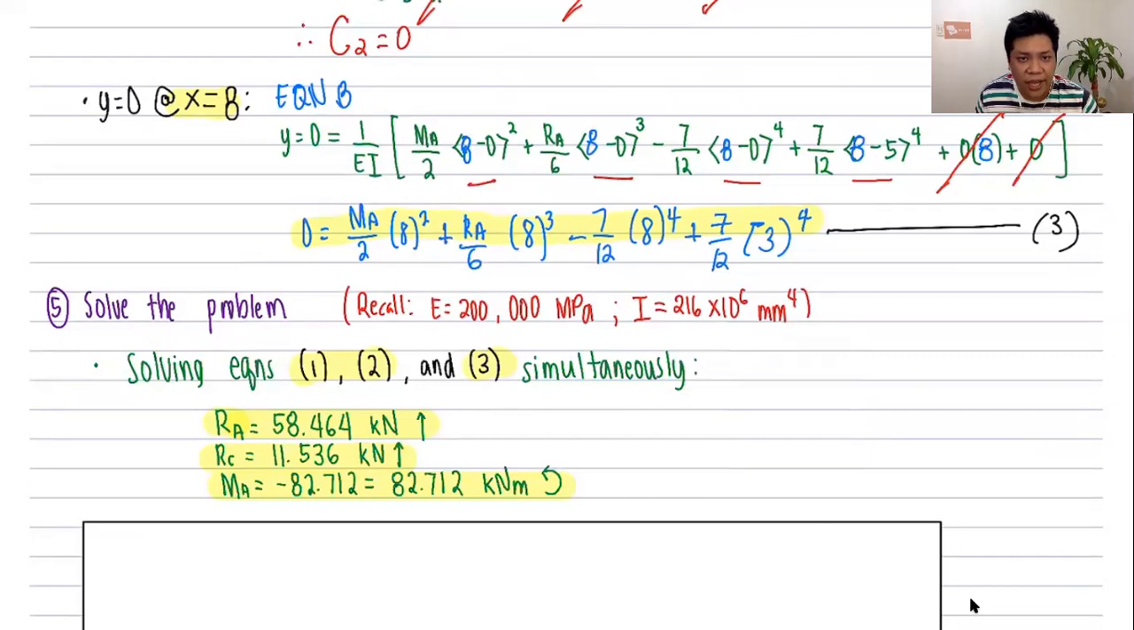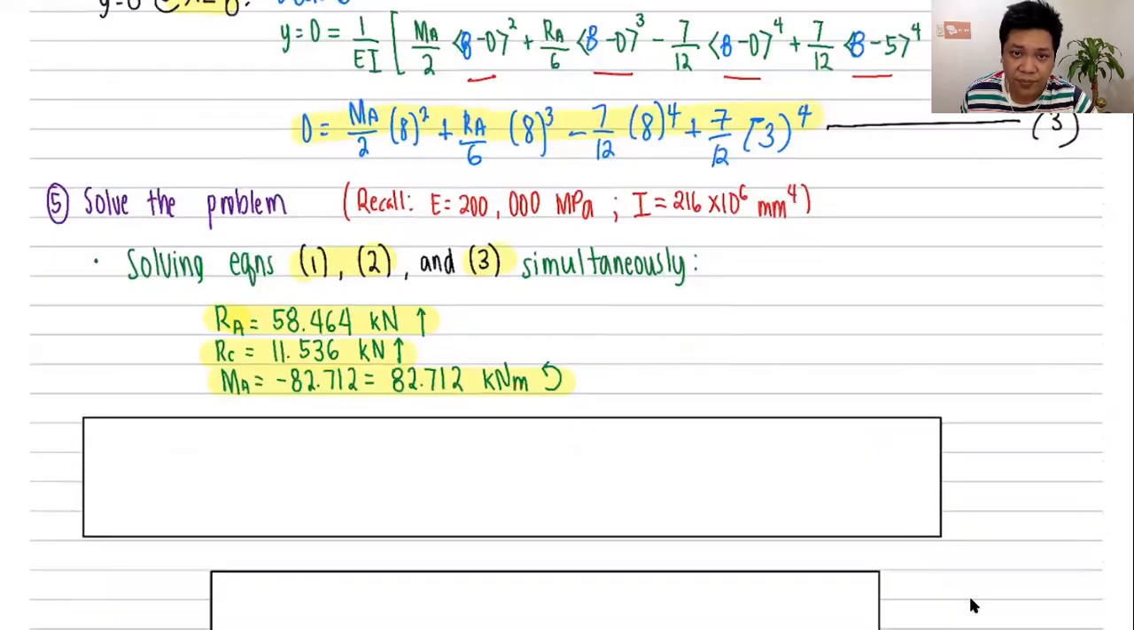Therefore, R sub A is 58.464 kilonewtons upward. R sub C is 11.536 kilonewtons upward. And M sub A is negative, meaning our initial assumption is wrong, right? Such that M sub A should be 82.712 kilonewton meters in the opposite direction, which is counterclockwise. Okay? So that solves our first question. What are the support reactions?